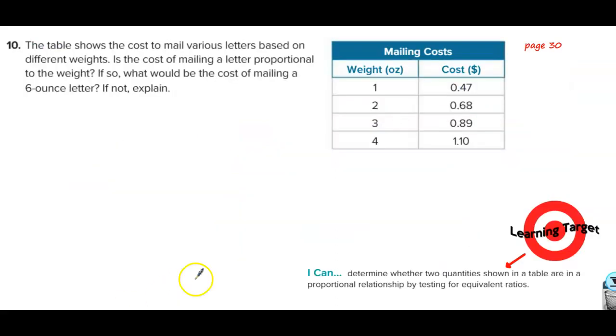Next, number 10. The table shows the cost to mail various letters based on different weights. Is the cost of mailing a letter proportional to the weight? If so, what would be the cost of mailing a 6-ounce letter? If not, explain. Same kind of question as the last one. All right, we want to know what the cost per weight is. Cost is first, so cost goes on top.